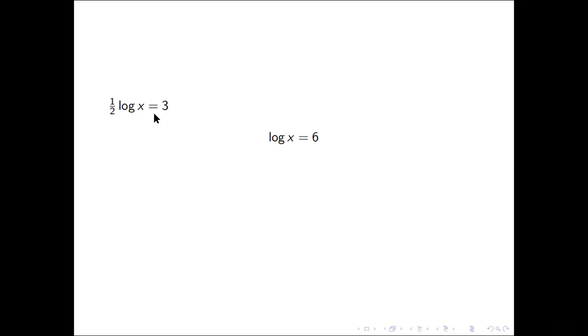Multiply both sides by 2, you get this. You cannot convert this right away to exponential form, since there's a 1/2 here. So get rid of that. Multiply by 2. Now we can do it in exponential form. So this is base 10, write 10 there. So 10 to the 6 equals x. And x is solved. In numerical form, 1 million.